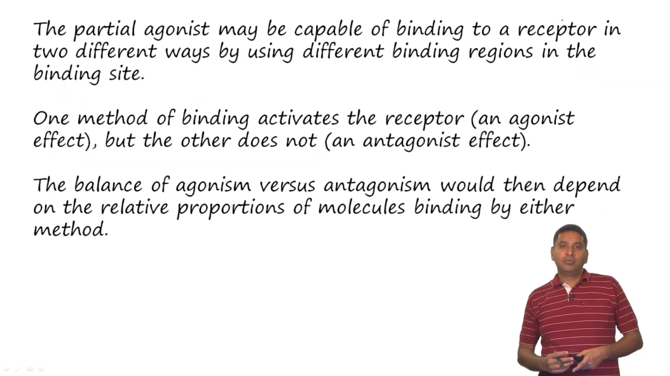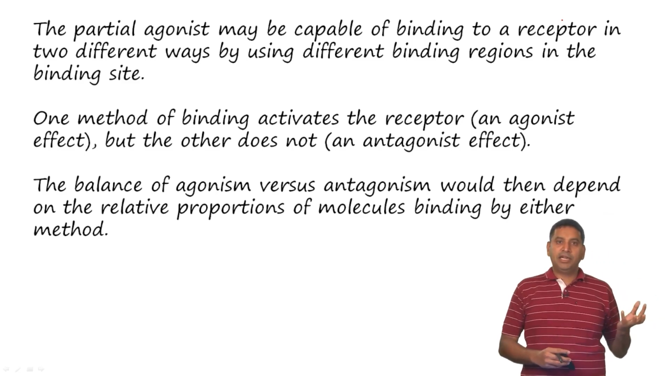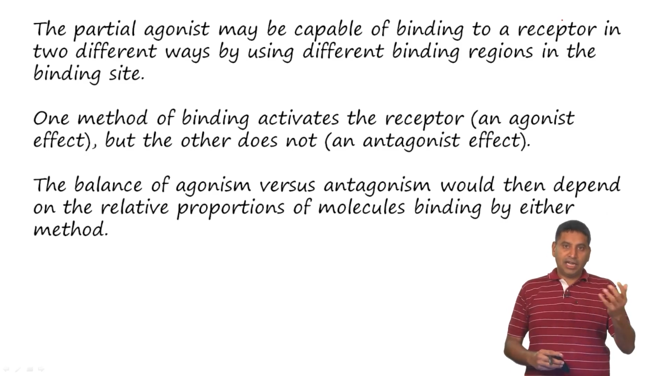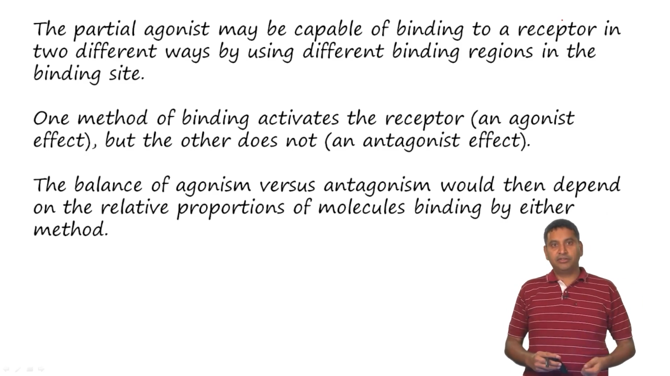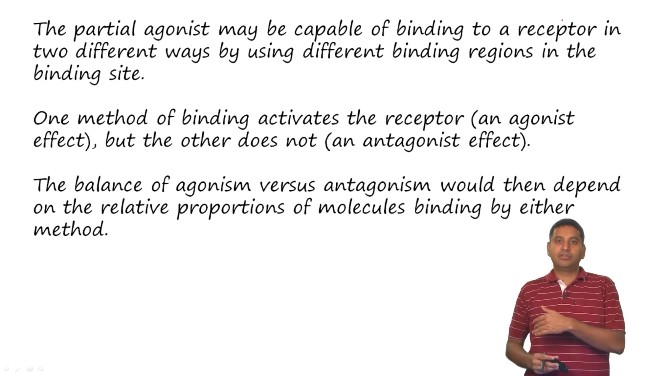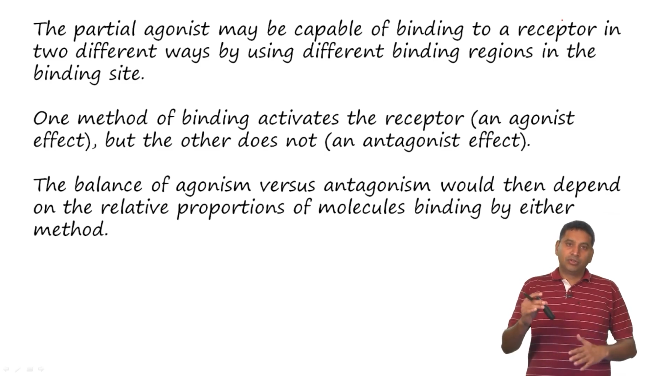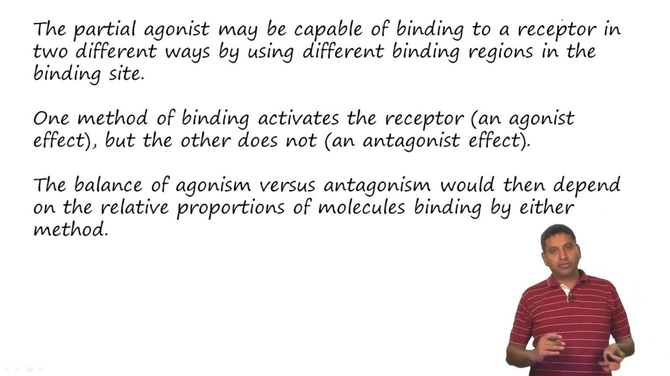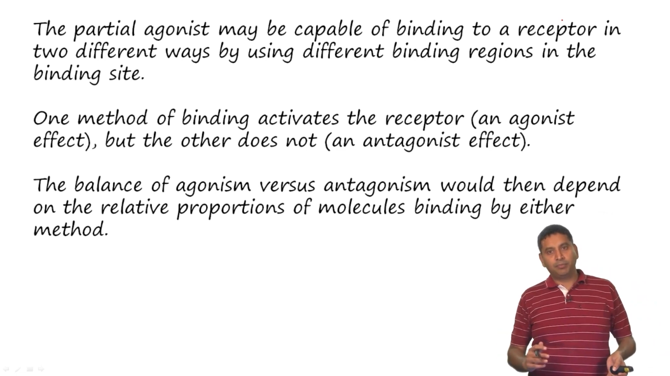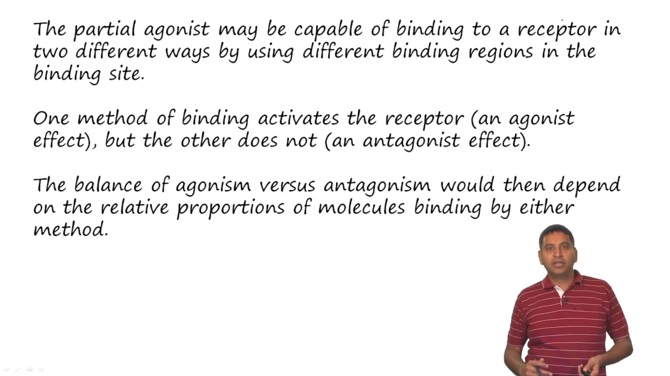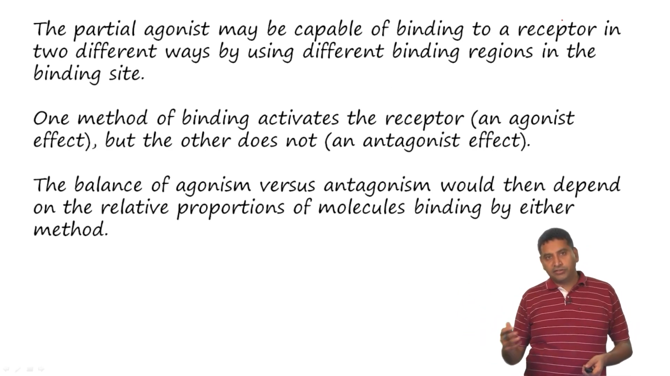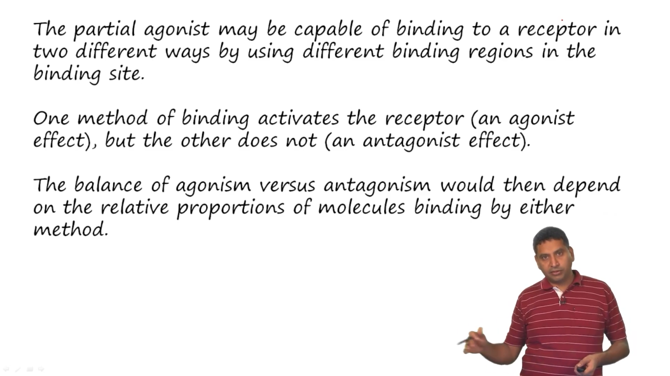Okay. So, partial agonists may be capable of binding to a receptor in two different ways by using different binding regions in the binding site. Okay. One method of binding activates the receptor, that is called an agonist effect, but the other does not, which is called the antagonist effect. So, the balance of agonism versus antagonism would then depend on the relative proportions of molecules binding by either method. Okay. So, we will look later in the lecture at how we can understand this through certain plots.